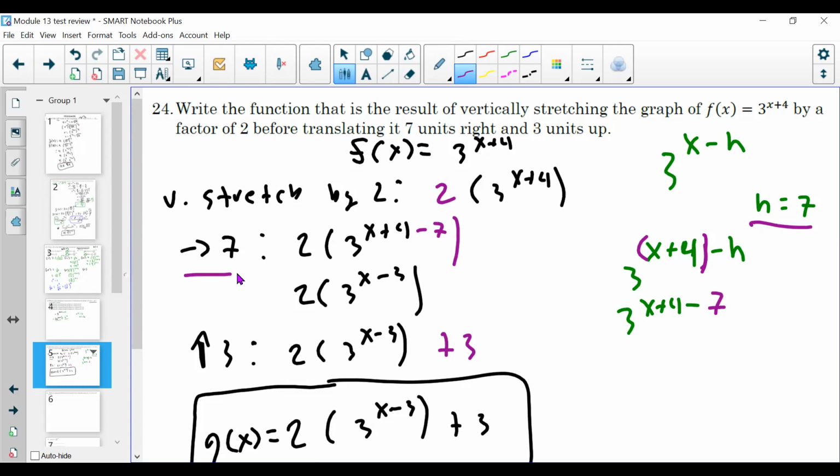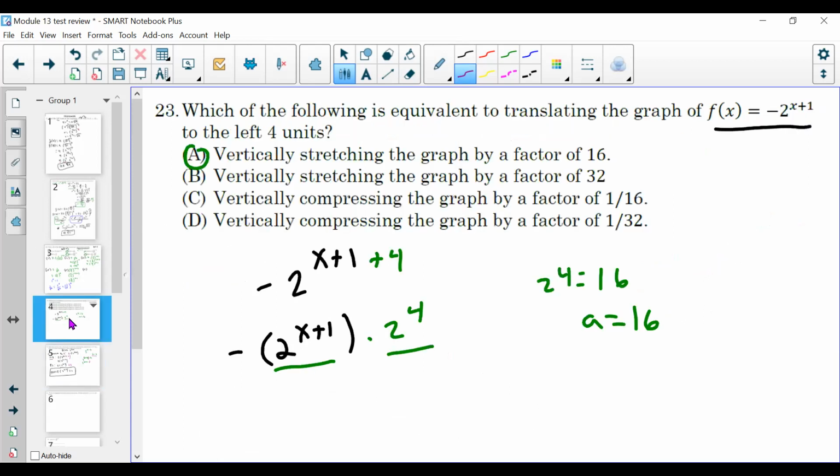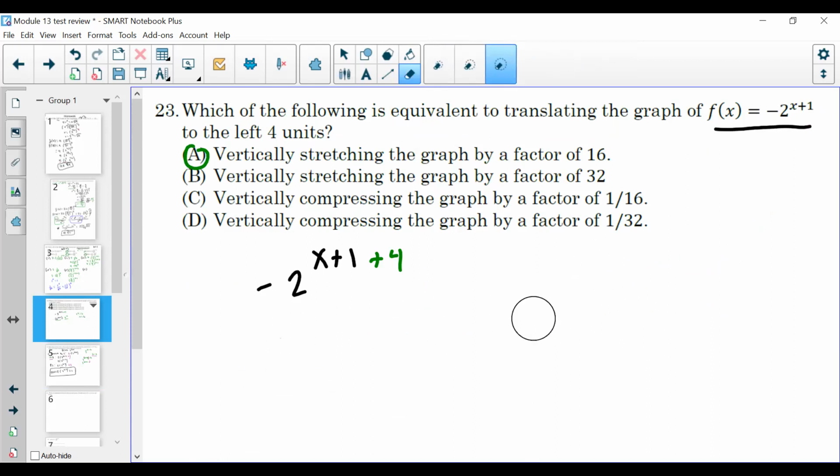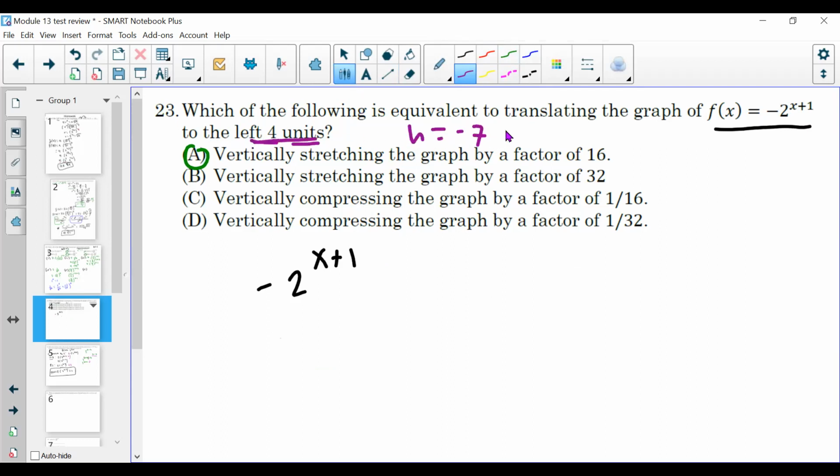Yeah, but for number 23, for the left 4 units, you kind of distributed it or something and made it a... Oh, for this one? Yeah. Let me back up to this one. So this is what I originally have, right? X plus 1, and I'm going to the left 4. So that tells me I have an h of negative 4, right? That's my h.